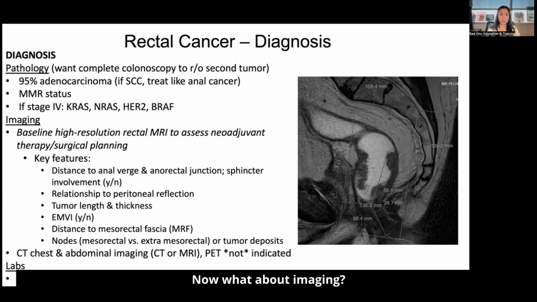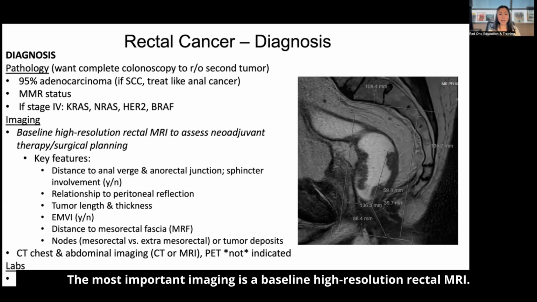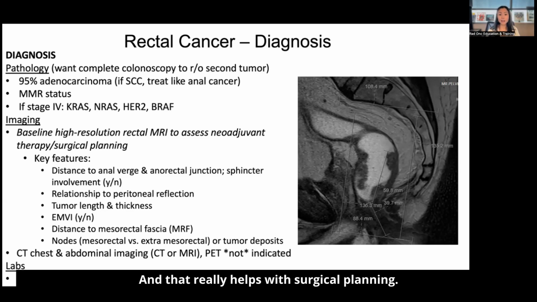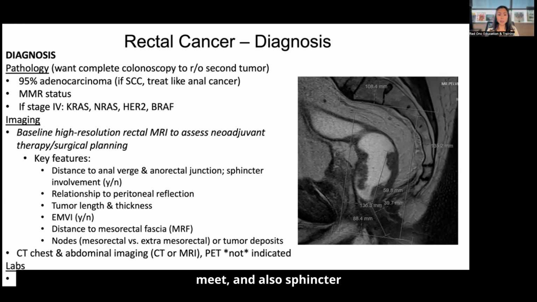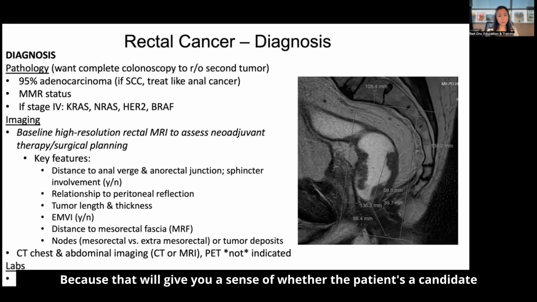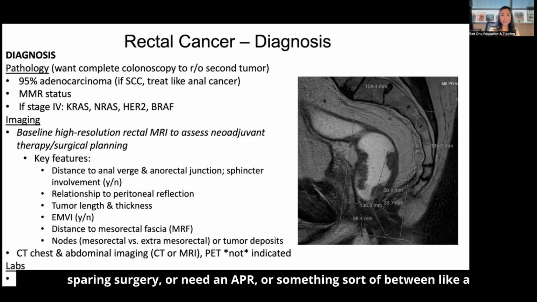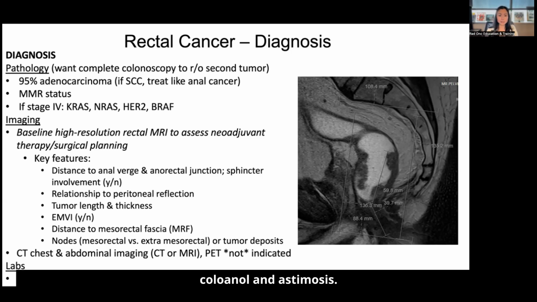Now, what about imaging? The most important imaging is a baseline high resolution rectal MRI, and that really helps with surgical planning. But you need to also know specific things for the MRI. It can't just be any MRI. It ideally has to be a rectal protocol. And what are the key imaging features you want to know? The first is the distance to the anal verge, which is the bottom of the anal canal, and the anorectal junction, which is where the anus and rectum meet, and also sphincter involvement, because that will give you a sense of whether the patient's a candidate for an LAR, sphincter sparing surgery, or needs an APR, or something in between, like a coloanal anastomosis.